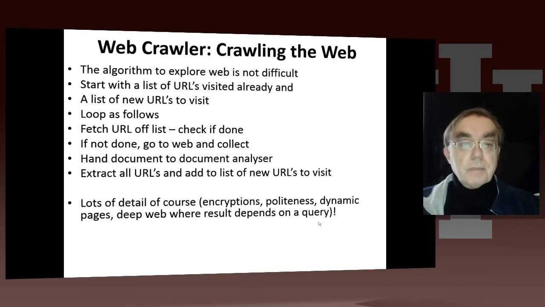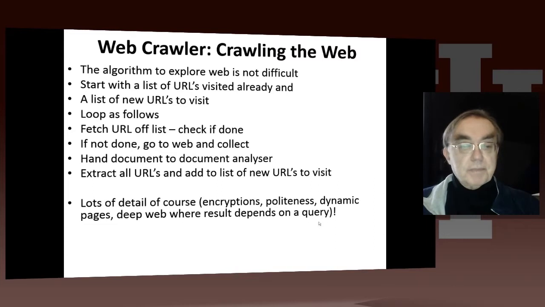So you can write a web crawler in an introductory computer science class, and probably lots of classes have set this, and lots of crawlers have crawled around based on this. So you start with a list of URLs you visited already. It could be empty, and you would have at least one URL to start with. And then you fetch the URL off the list, check if it's done. If it's not done, you go off to the web and collect it.